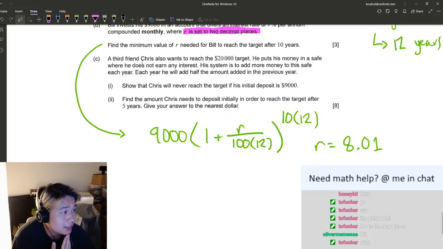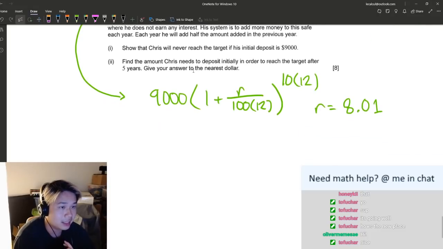Okay. So then they have a third friend, C, who also wants 20,000. He's going to put his money in a safe, and it's not going to earn any interest. His system is to add more money to the safe each year. Each year he will add half the amount added in the previous year. Show that Chris will never reach his target if his initial deposit is 9,000.